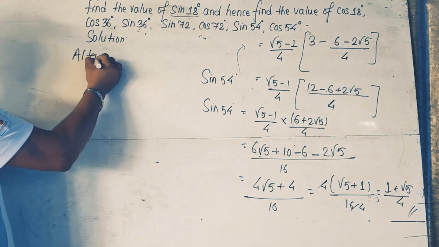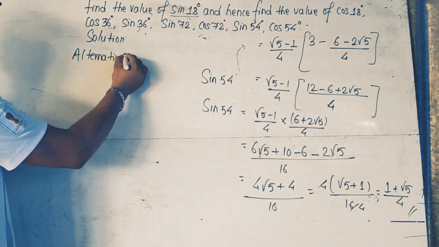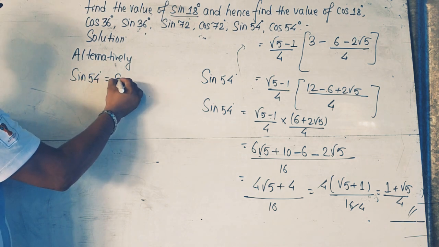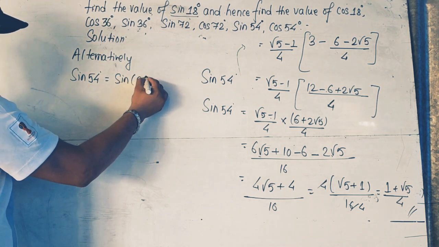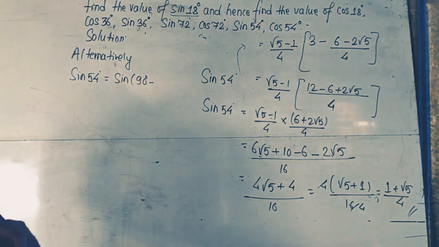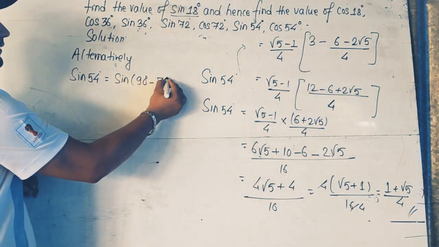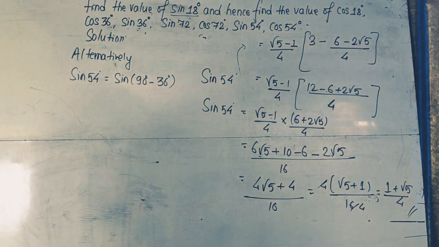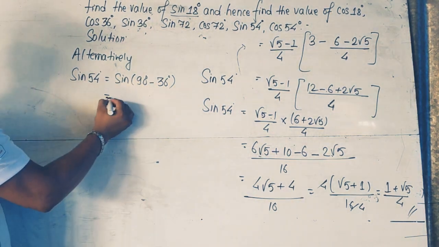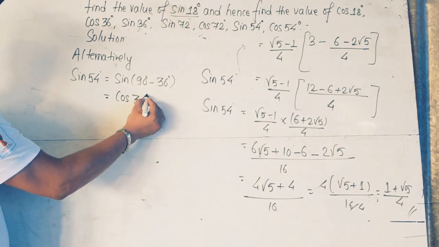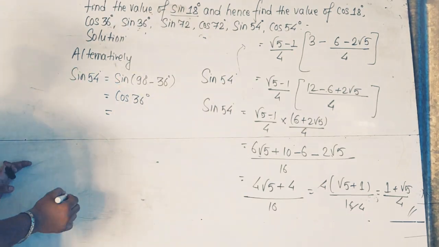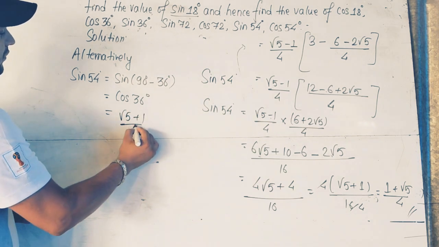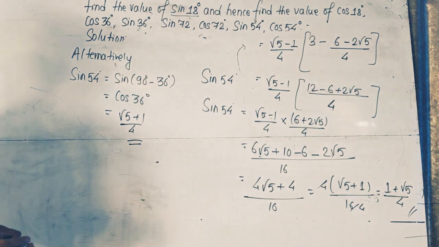Alternatively, you can find the value of sine 54 degree in this way. In place of sine 54 degree, you can write sine 90 minus 36 degree, because 90 minus 36 is also 54 degree. Applying the formula sine 90 minus theta, you will have cos theta. We had previously got the value of cos 36 degree, which was root 5 plus 1 by 4. This is how you get sine 54 degree.